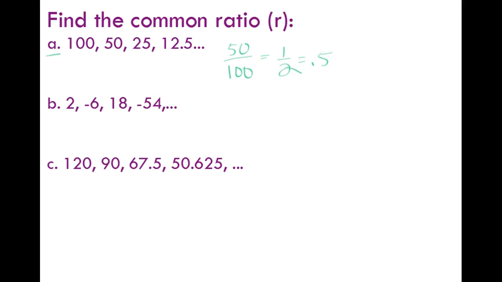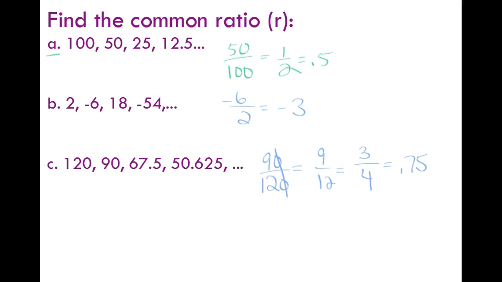The next one, again, take the second one divided by the first one, and you get -3. That makes sense, every time it looks like I multiply by -3 to get to the next number. And then C, same thing: I want to take the second one, 90, divided by the first one, 120. You can reduce it really quick, so that's 9/12, but we can go further. 3 goes into both of those: 3 goes into 9 three times, and into 12 four times, so 3/4 or 0.75. And you can test it.